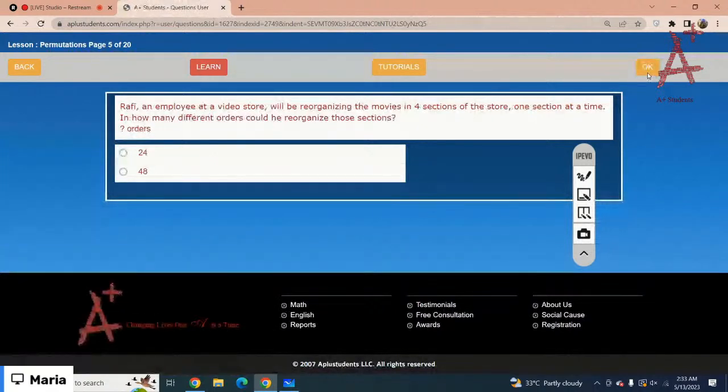Rafi, an employee at a video store, will be reorganizing the movies in 4 sections of the store, one section at a time. In how many different orders could he reorganize those sections? So 4 sections he has. So which is the correct option? 4 factorial equals, yes, it would be 24. The correct option is 24.